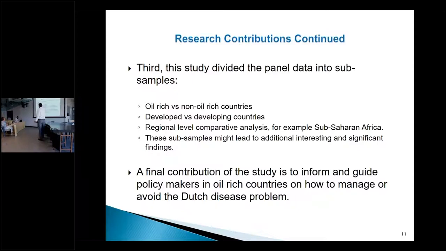The third contribution is that there has been an argument about the Dutch disease. The Dutch disease can be in a case study or can be interregional. So in the beginning, I'm going to examine the whole panel. Then I will split my data into groups: oil-rich versus non-oil-rich, developed versus developing countries, and regional level comparison, for example Sub-Saharan Africa, European countries, Asia, Middle East. And these groups might lead to interesting and significant findings. So the last contribution is to inform the policymaker in oil-rich countries.